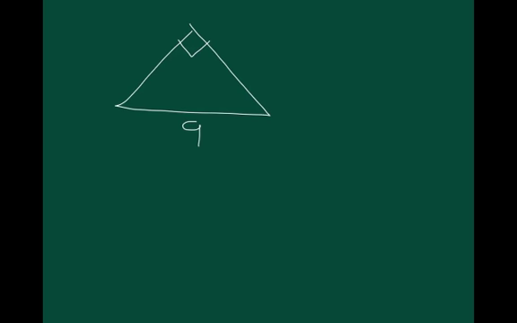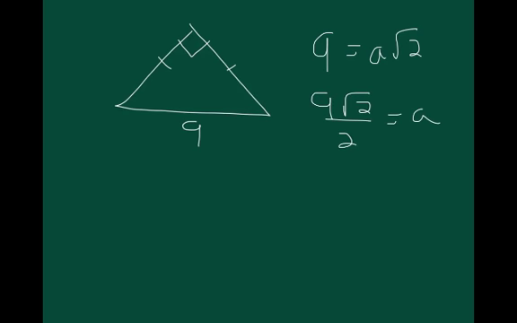Try to solve this right triangle, where we know that the hypotenuse is 9. And of course, it's a 45-45-90 triangle. Set 9 equal to a root 2 and solve, and you get 9 root 2 over 2 equals a. So both of your legs are 9 root 2 over 2.